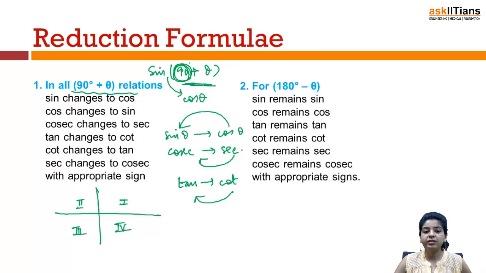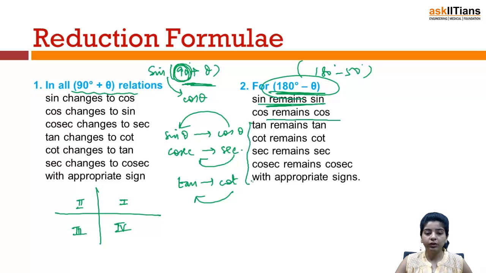This is important. In 90 plus theta relations, the trigonometric function changes, that is sine changes to cos, and obviously then cos changes to sine, and so on. And in case of 180 minus theta, the trigonometric function does not change, right? So if you have 180 minus something, suppose I have 50, then the function will remain as it is. Sine remains sine, cos will remain cos, and so on. But obviously this will happen with appropriate signs. In both the cases it will happen with appropriate signs depending on the quadrant in which the function lies.